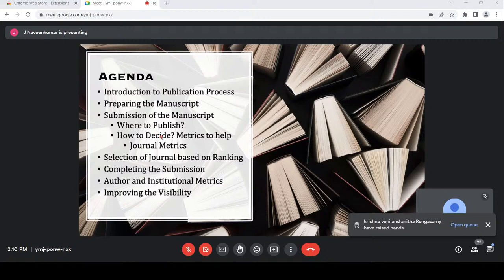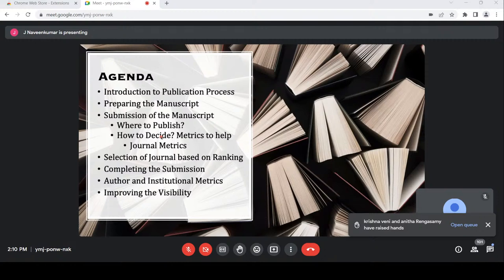Like how these journals' publications get into the journal archives, and then how these journals are cited, and how these publications are referred to by other researchers and scientists, and based on that, what is the impact on this journal. So we'll be studying some institutional and author metrics.